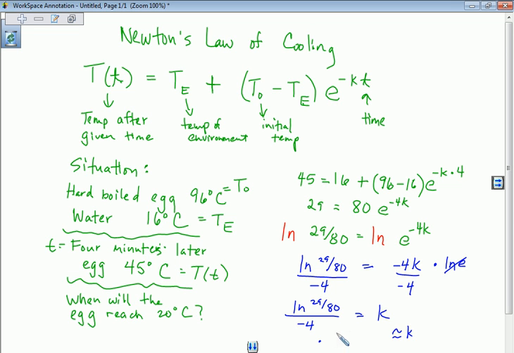I got 0.25. You don't have to get into it. 36 or 37. Just round it.